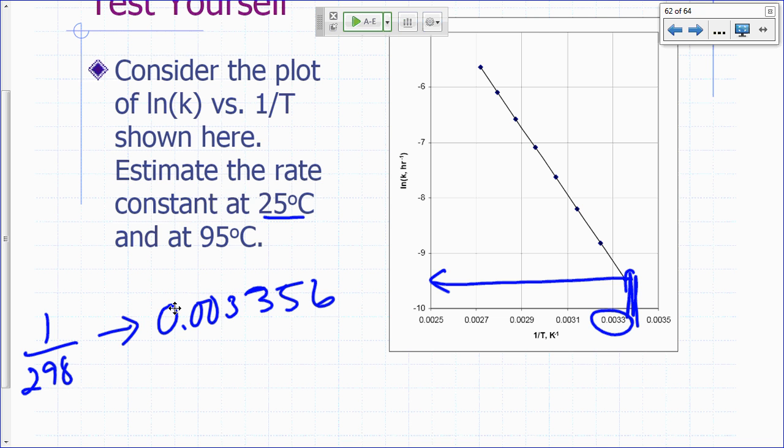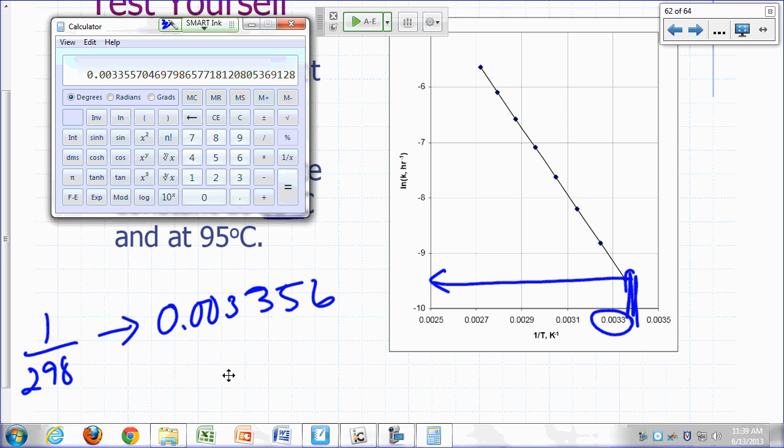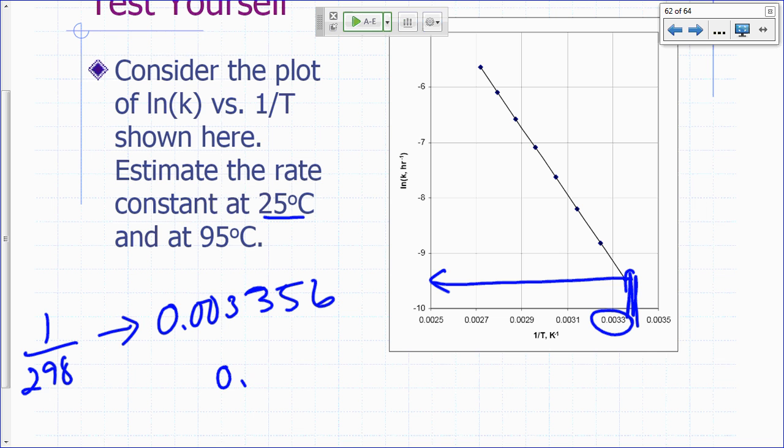At 95 degrees, where would I be? What's 95? 1 over 368. 1 divided by 368, 0.00271. 1 over 368. 0.00271 is right here. That's at 95 degrees. So this is the data at 95 degrees. Down here is the data at 25 degrees. Okay?